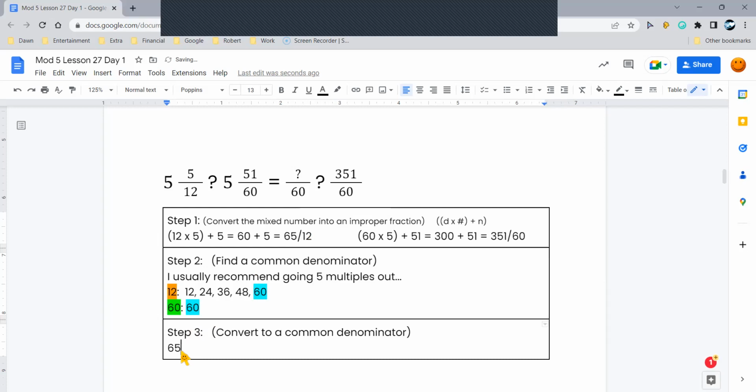So I do 65 over 12, multiplied by some fraction, which equals some fraction over 60. So I need to figure out 12 times what number gives me 60. 1, 2, 3, 4, 5. And I see that it's 5. 12 times 5 is 60. What I do to the denominator, I do to my numerator, you guys.